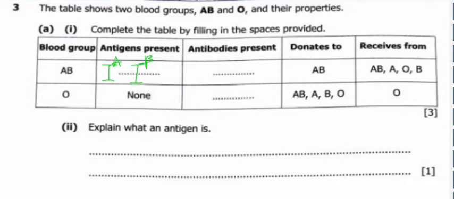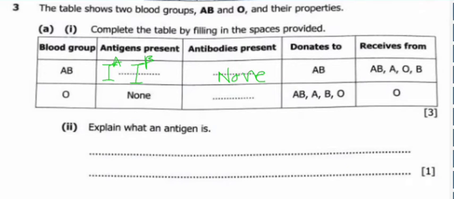Now when it comes to the antibodies, blood group AB does not contain antibodies. The antibodies are present in blood plasma. So here we are just going to say none. The antibodies are not present in blood group AB.